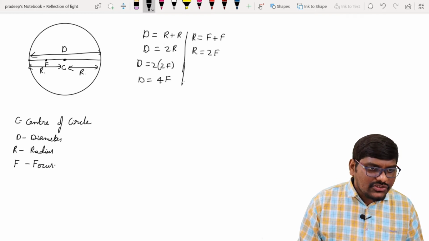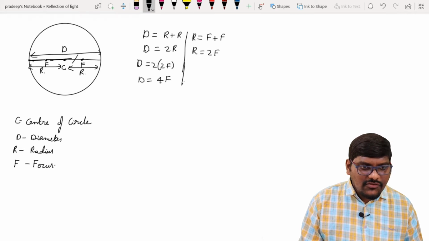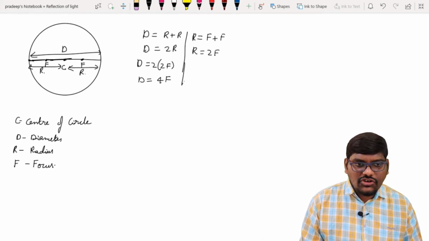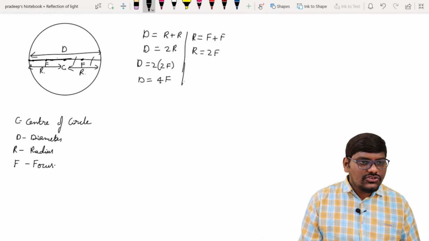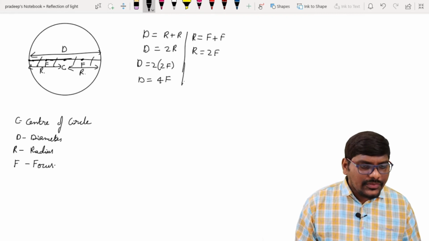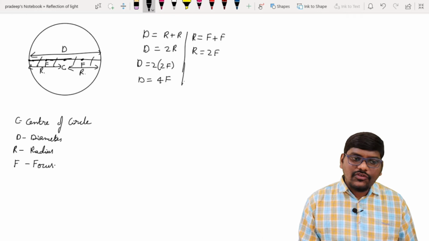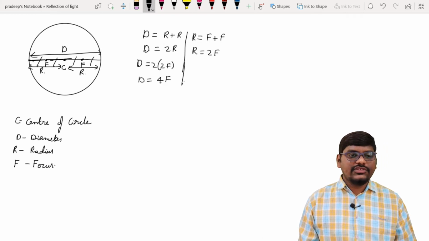From here to here is one focus, from here to here the second focus. Again on this other side, here is one focus and here the other focus. So how many focuses? 1, 2, 3, 4. There were 4 focuses. Very simple. So in one circle there is one diameter, 4 focuses and 2 radii. I hope this is very clear.